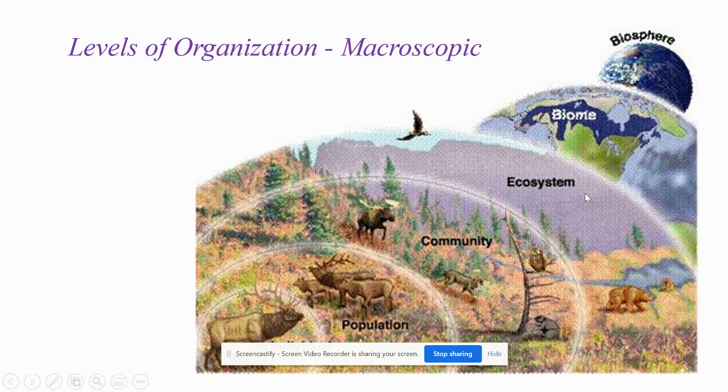And then we move on to the ecosystem. So the ecosystem is going to include now the abiotic factors as well, like water, rocks, anything that's considered not living. So now we're talking about the landscape that these things live in and their resources. So the ecosystem is one step up from that.